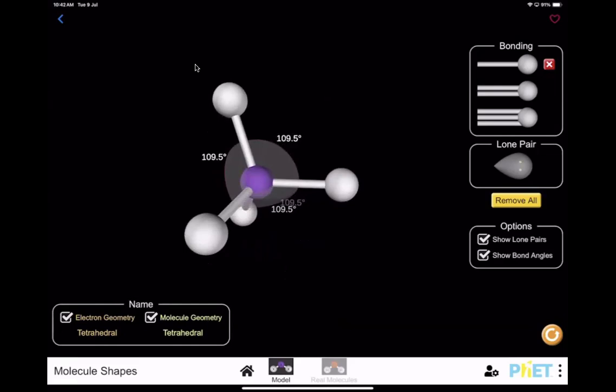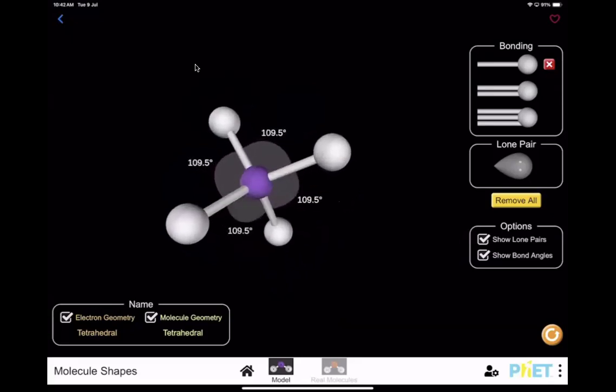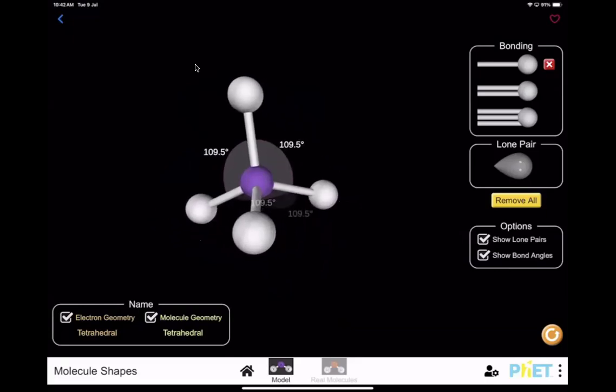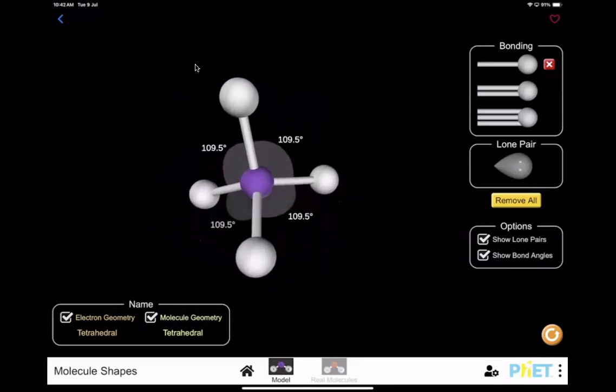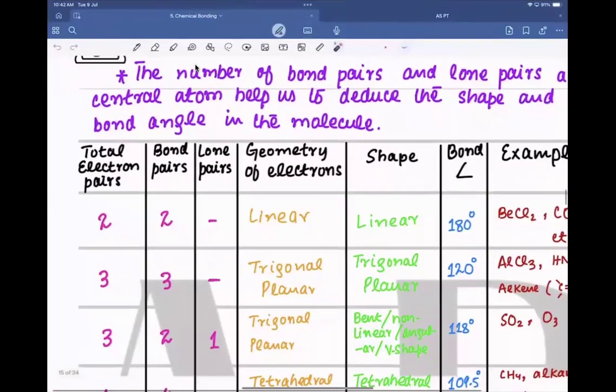If the central atom has 4 bond pairs of electrons and no lone pair, then around that central atom the arrangement of the electrons is considered tetrahedral. The shape of the molecule around that central atom is also tetrahedral, and the bond angle is 109.5 degrees. Is this clear? Yes, sir. Okay, so that is our 4th case.